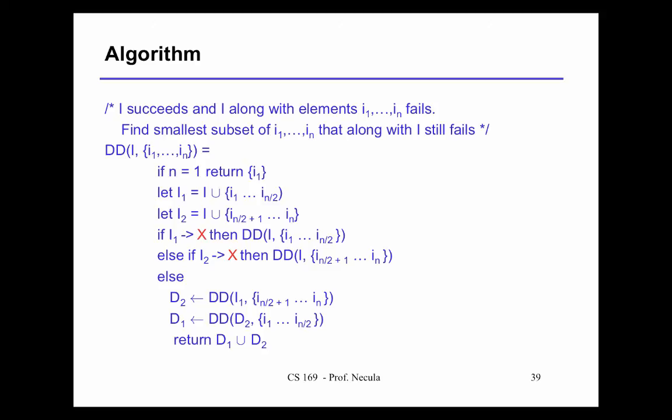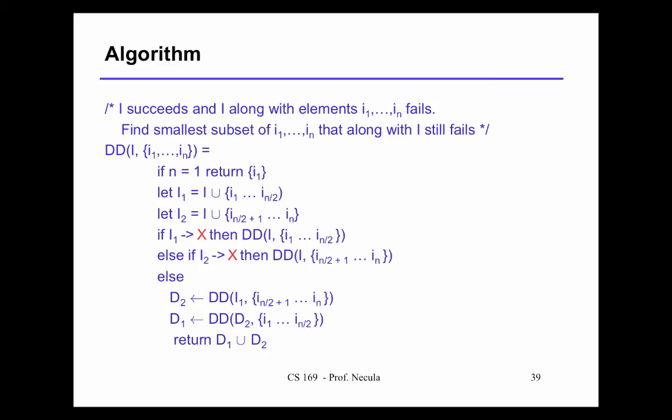There's a bug in the algorithm. Very easy to make such bugs. The bug is in the last call to DD. Okay? I'm going to let him try to explain.